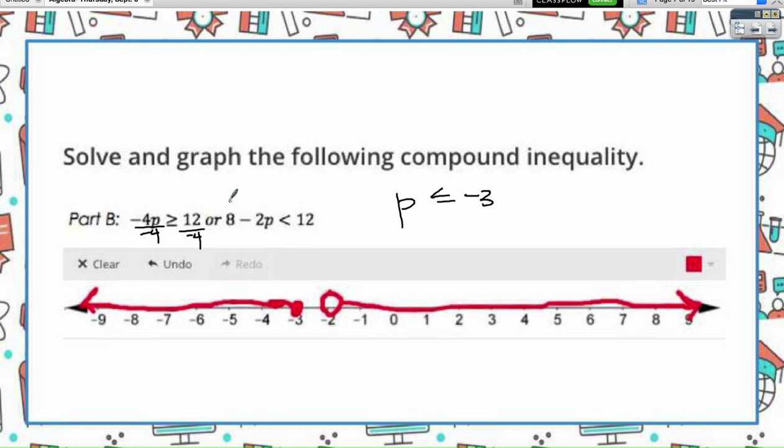On the second one, I'm going to subtract 8 from both sides, and that will give me negative 2p is less than 4. Divide by the coefficient of negative 2. So I've got p, and 4 divided by negative 2 is negative 2, but I just divided by a negative again on both sides. My sign needs to flip. So less than or equal to negative 3, circle filled in and to the left of negative 3. And then greater than negative 2, so open circle to the right of negative 2.